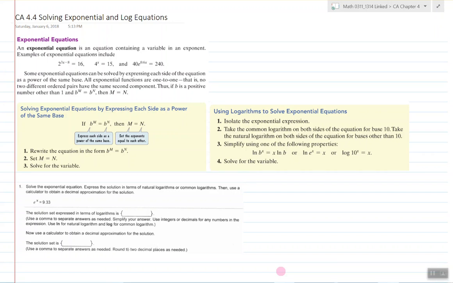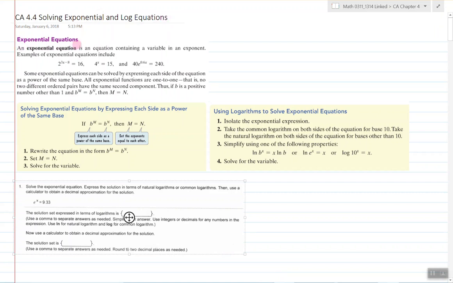This is lesson 4.4, and in it we're going to solve two kinds of equations. We're going to solve exponential equations and we're going to solve log equations, and they each have a process that's very helpful, described in this video for you to solve them. First of all, a definition.